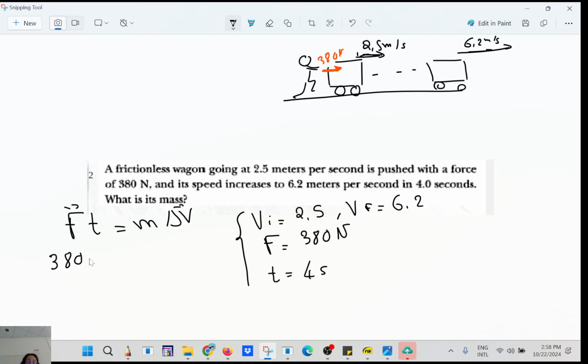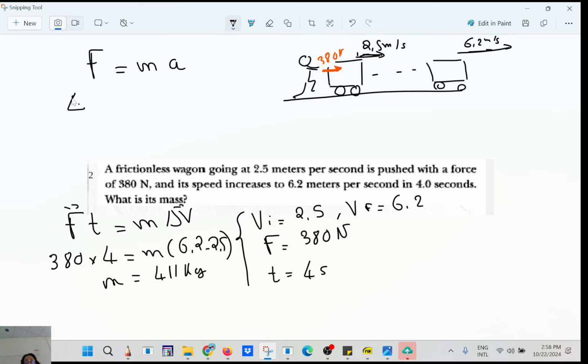So 380 times 4 equals mass times the final velocity, and we have to be very careful with that, minus 2.5. That gives 411 kilograms. I could have instead used force equals mass times acceleration. So here you have the force, which is 380, equals mass times acceleration, and acceleration is delta V over delta T. You get the same thing.